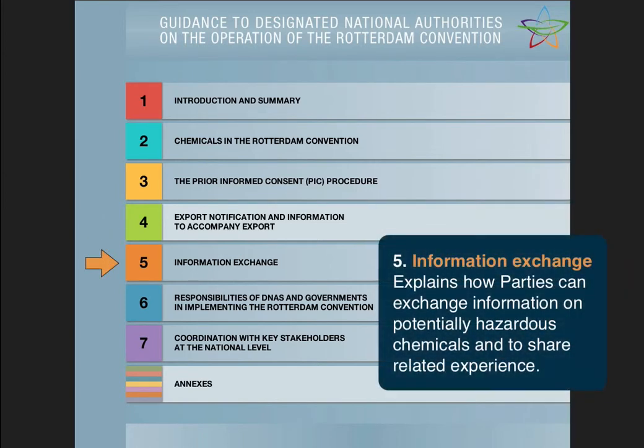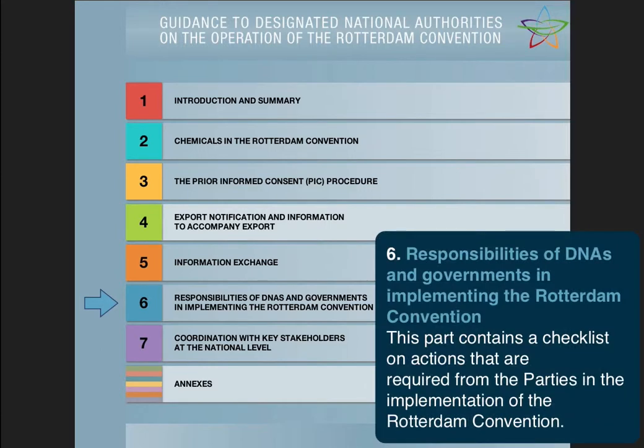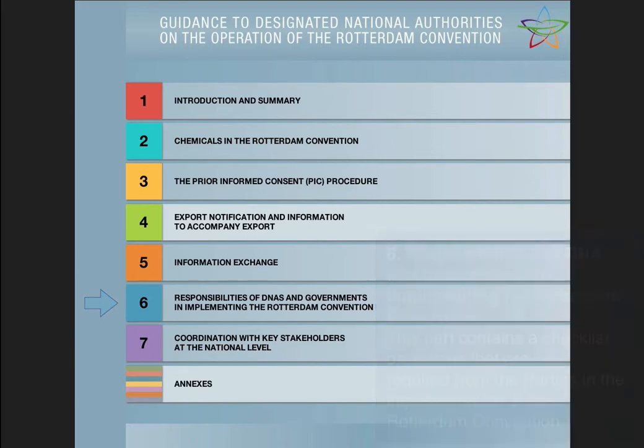5. Information exchange. Explains how parties can exchange information on potentially hazardous chemicals and share related experience. 6. Responsibilities of DNAs and governments in implementing the Rotterdam Convention. This part contains a checklist on actions that are required from the parties in the implementation of the Rotterdam Convention.